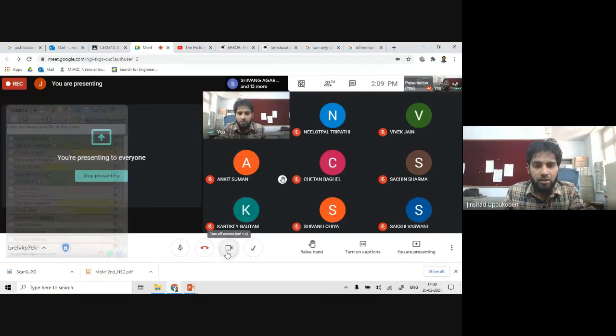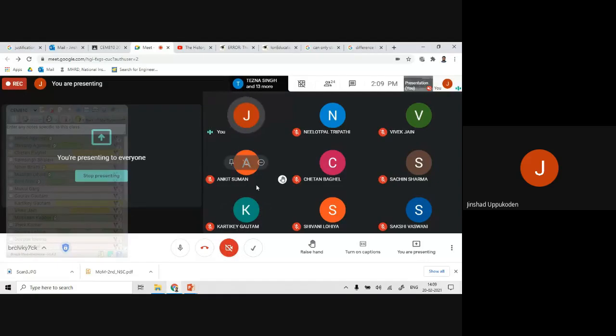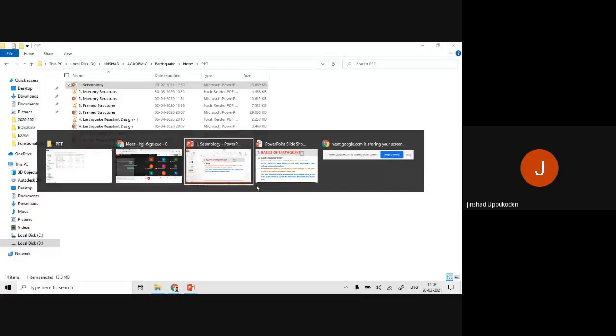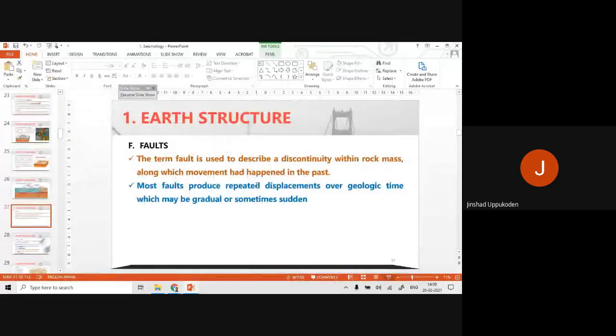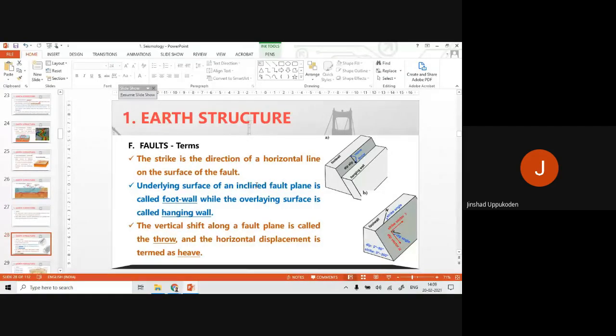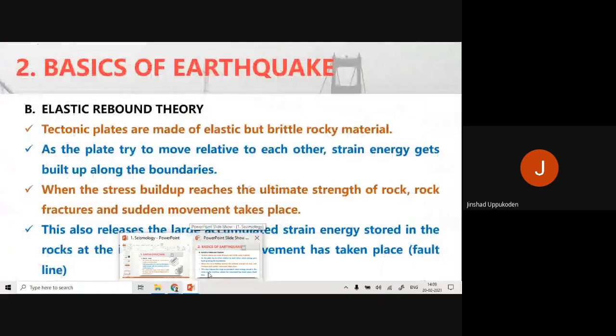Okay, so I'll turn off this one. The reason I'm turning this off is that you will not concentrate on the slide, you will concentrate on my movements. Okay, so I think I had gone somewhere else.